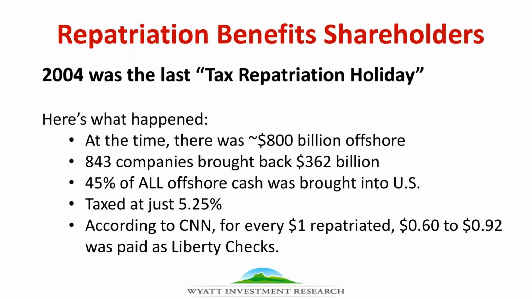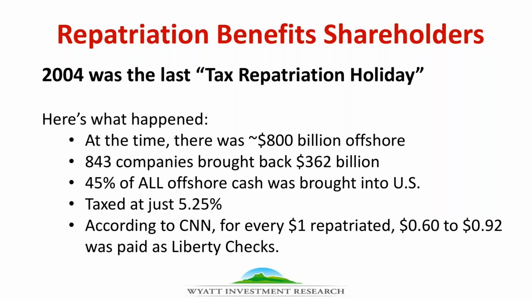At the time, back then, there was approximately 800 billion of earnings in cash that were held outside of the United States. 843 companies brought back 362 billion of that, roughly 45%. The tax rate was even better, 5.25%. You also had a choice back then, bring it back or not bring it back. Obviously, at that rate, a lot of people decided to. But according to CNN, for every $1 repatriated, 60 cents to 92 cents was actually paid out as Liberty checks.